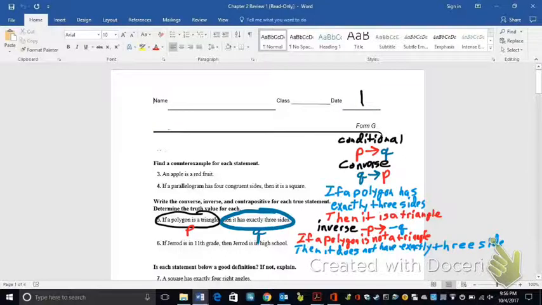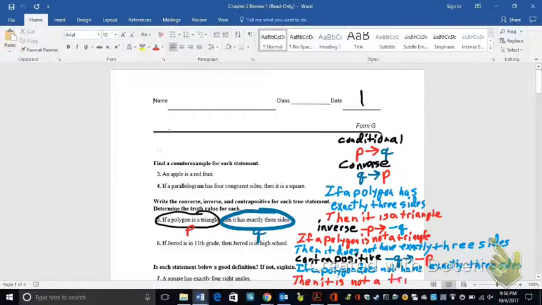Okay? And that's that. So now we're going to do the contrapositive, which again, just fun to say. And that is if not Q, then not P. So if not blue, then not red. So we're going to start off with negating the conclusion. If a polygon does not have exactly 3 sides, then it is not a triangle.